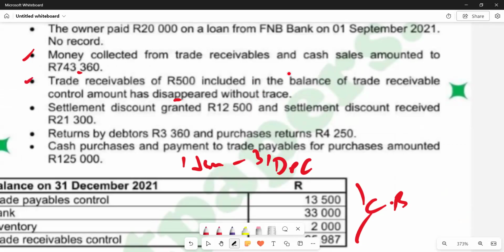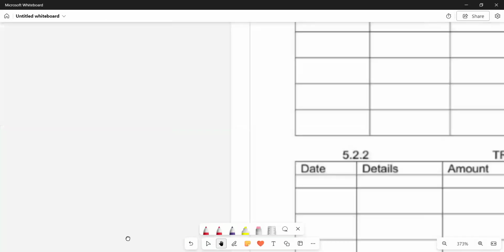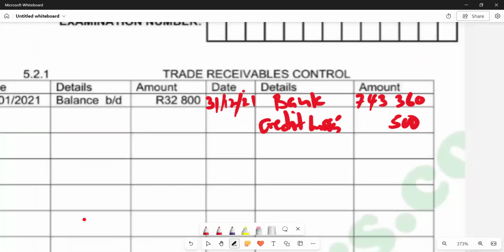The next point is saying settlement discount granted 12,500 and settlement discount received 21,300. This one is supposed to be in the trade receivables control, but this one we are going to put in the trade payables control. So settlement discount granted, I said, should go to the credit side of the trade receivables control. So we can come here and we say settlement discounts granted, and the amount that we are having, 4,500.